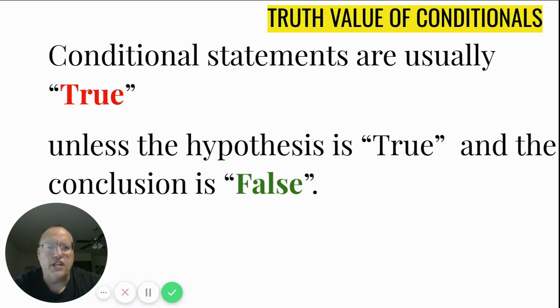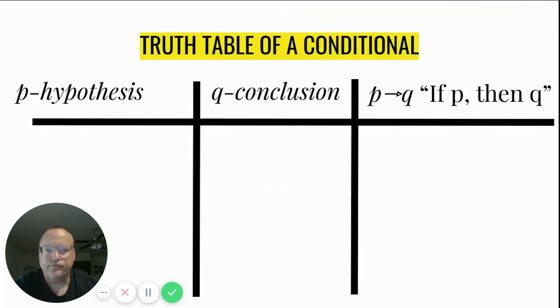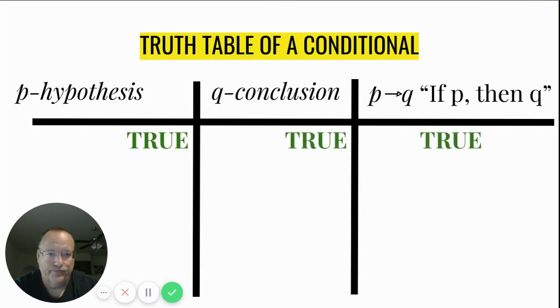And so conditional statements have four possibilities if you're joining just two statements together. Three of those possibilities are true, and the other one is false. Let me show you what this looks like in a truth table. For the truth value of a conditional, if the hypothesis is true and the conclusion is true, then the whole conditional is true.